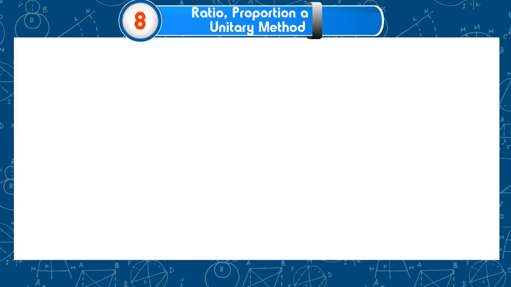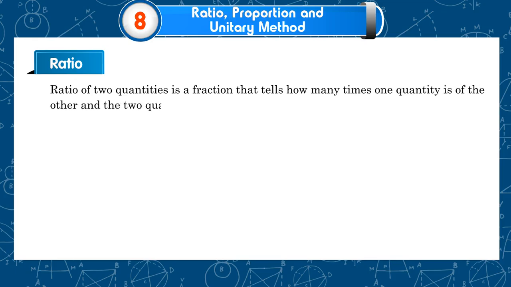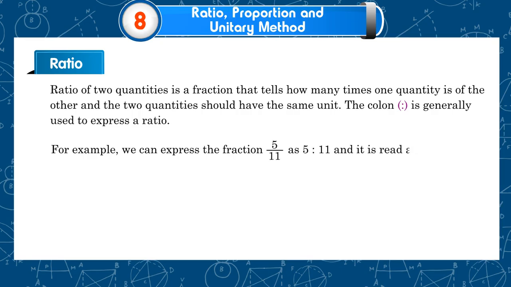Chapter 8. Ratio, Proportion and Unitary Method. Ratio. Ratio of two quantities is a fraction that tells how many times one quantity is of the other, and the two quantities should have the same unit. The colon is generally used to express a ratio. For example, we can express the fraction 5/11 as 5:11, and it is read as 5 is to 11.